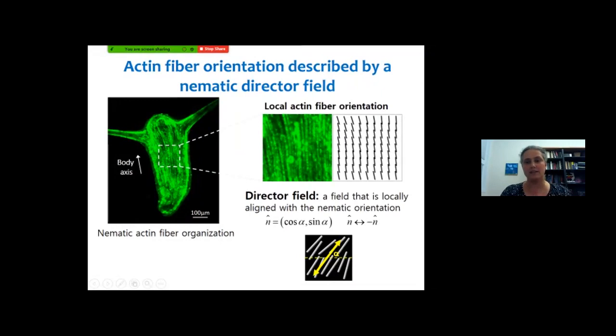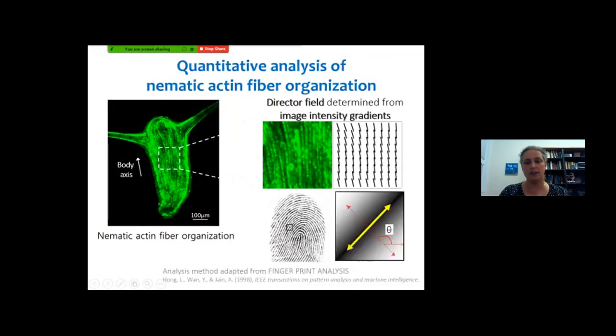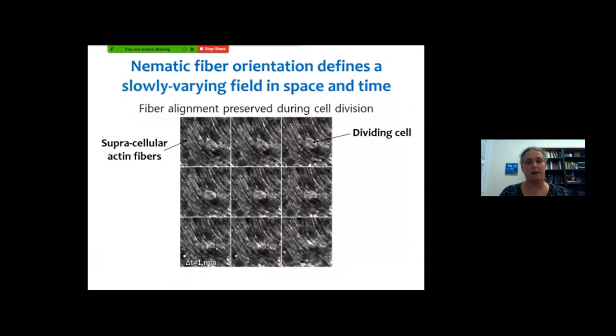We can extract these director fields computationally by looking at the image intensity gradients. So when we have such a parallel array, the gradients are largest perpendicular to the direction of these fibers, and we can use automated analysis similar to what people use in fingerprint analysis to extract this director field. This director field varies slowly in space and time. You can see an example of this here.